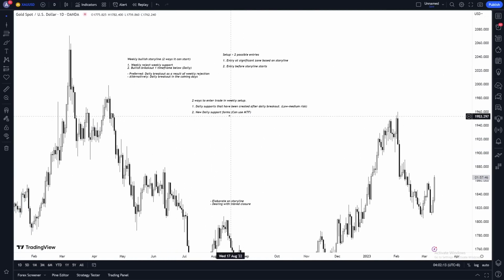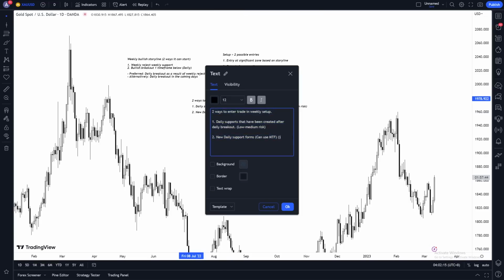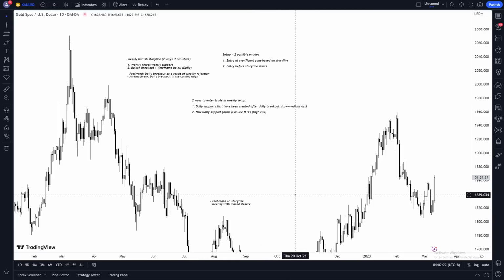Okay, so yeah, pretty much that's what I wanted to say. This will be considered, in my opinion, more so high risk. Why high risk? Because the storyline hasn't started. Why hasn't the storyline started? Because H4 hasn't broken out. The first way we're entering is because H4 broke out, which confirms the daily bearish storyline. Better risk, better for you.